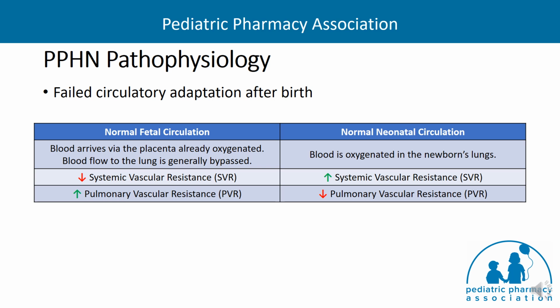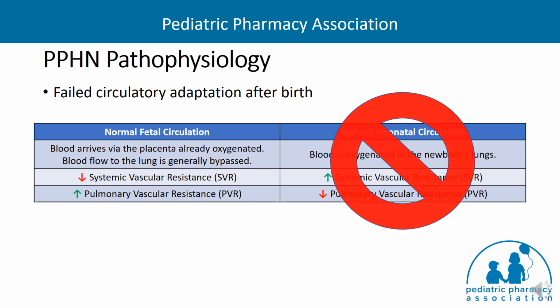Normal fetal circulation essentially bypasses fetal lungs, since they already receive oxygenated blood from their mother via the placenta. There is very low systemic vascular resistance and very high pulmonary vascular resistance, which guides blood flow away from the lungs. After birth, the newborn needs to transition to oxygenating themselves via their lungs. So the systemic and pulmonary vascular resistance essentially swap, so that the systemic vasculature is now the higher pressure system. Again, in PPHN, this normal circulation does not fully transition.